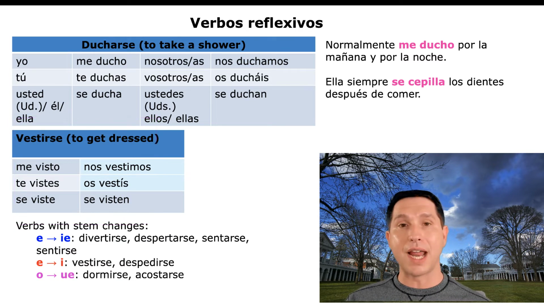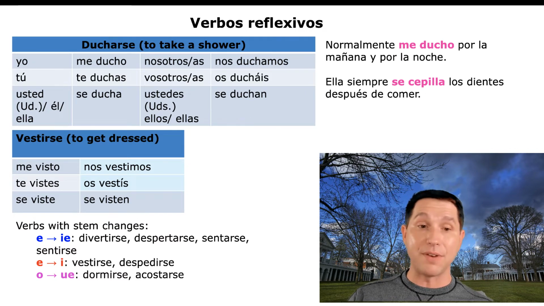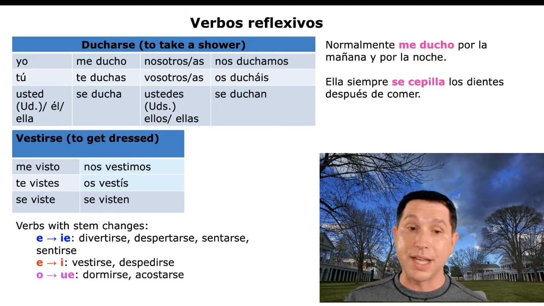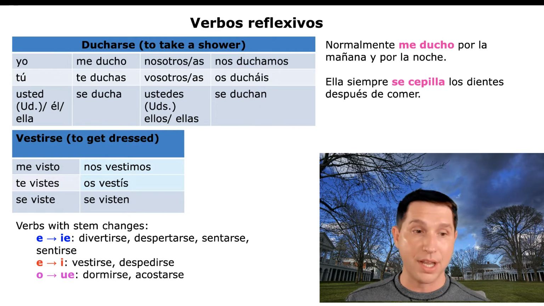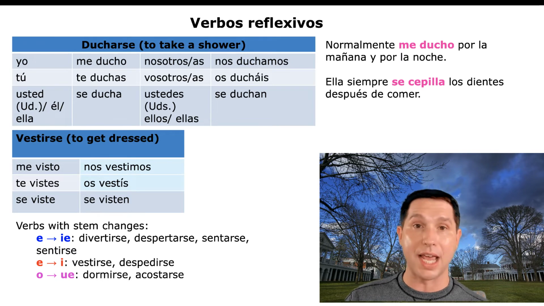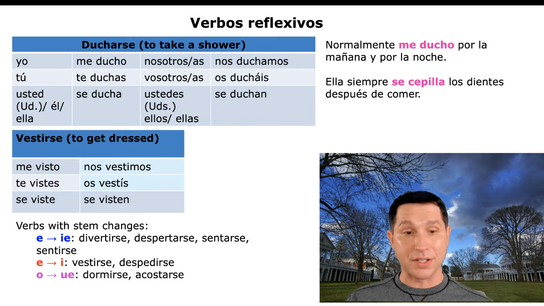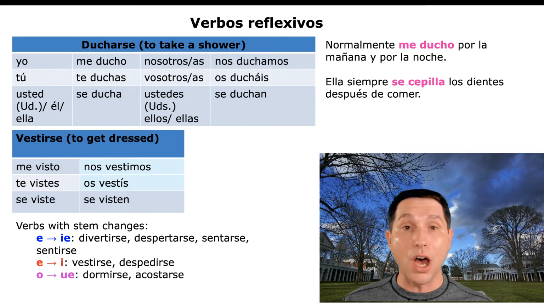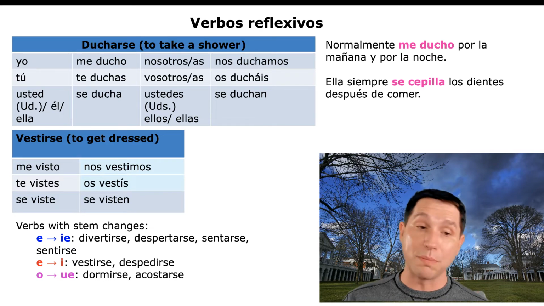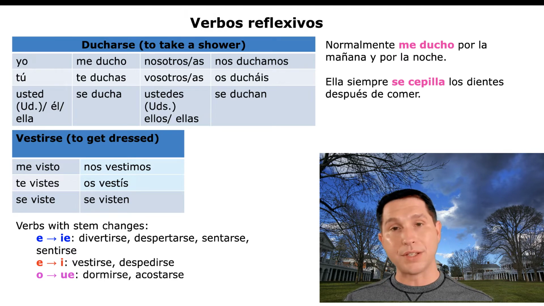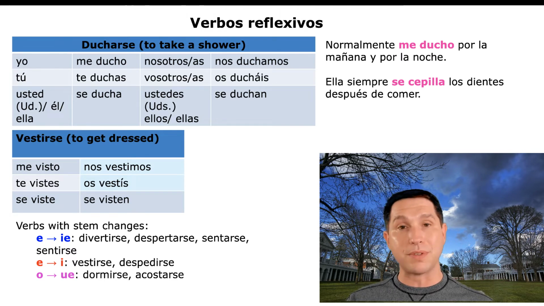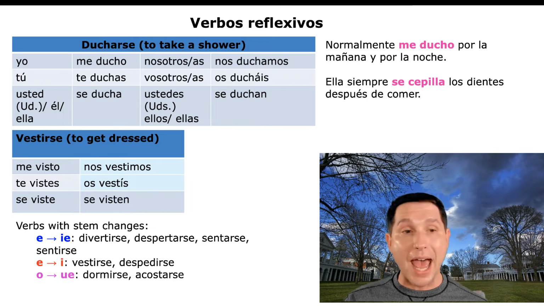Other verbs that have this fall in the categories of e to ie. Verbs like divertirse, to have fun, despertarse, to wake up, sentarse, to sit down, and e to i, vestirse, as just seen, despedirse, to say goodbye, and the o to ue, verbs like dormirse, acostarse, etc. You'll begin to notice a pattern among these verbs that aren't on this list that have these sorts of changes.